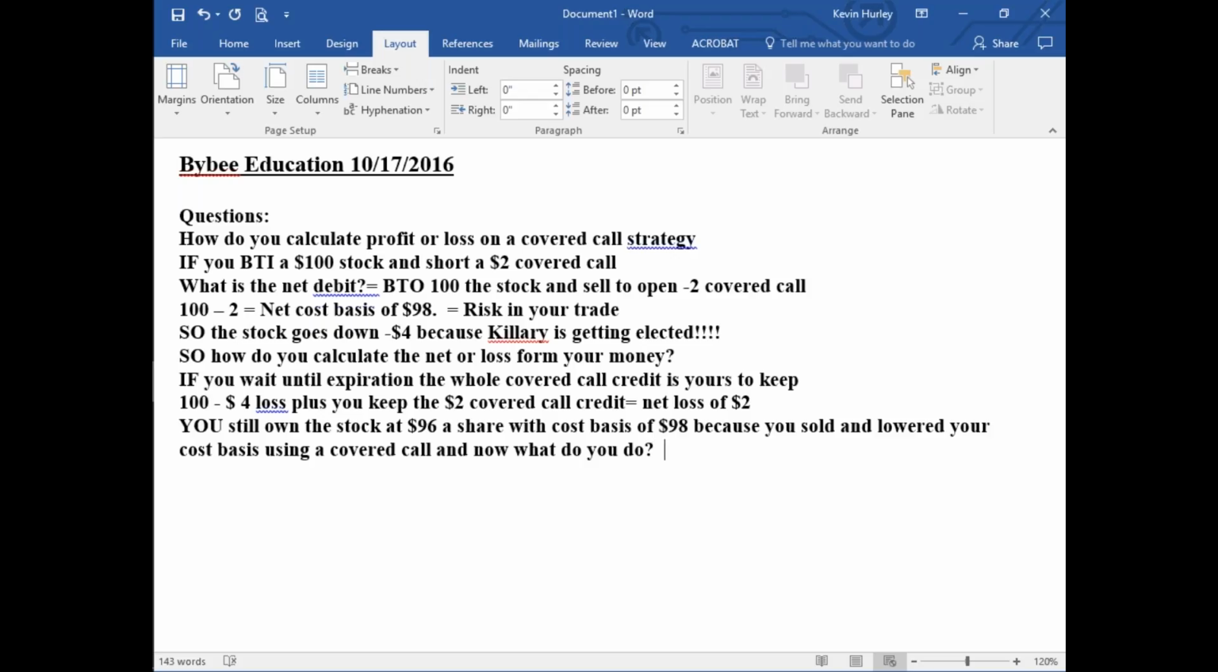So, taking a look at this, everyone else that bought the $100 stock the same day you did, they're down $4. You are only down $2 because you were proactive. You decided, you know what? I'm going to short a covered call. I'm going to create some revenue here. So already you are doing better than your passive fund income because you have shorted a covered call. You gave yourself 2% of downside protection. Well, the problem is your stock lost $4 on the way down. So you are down $2 overall.